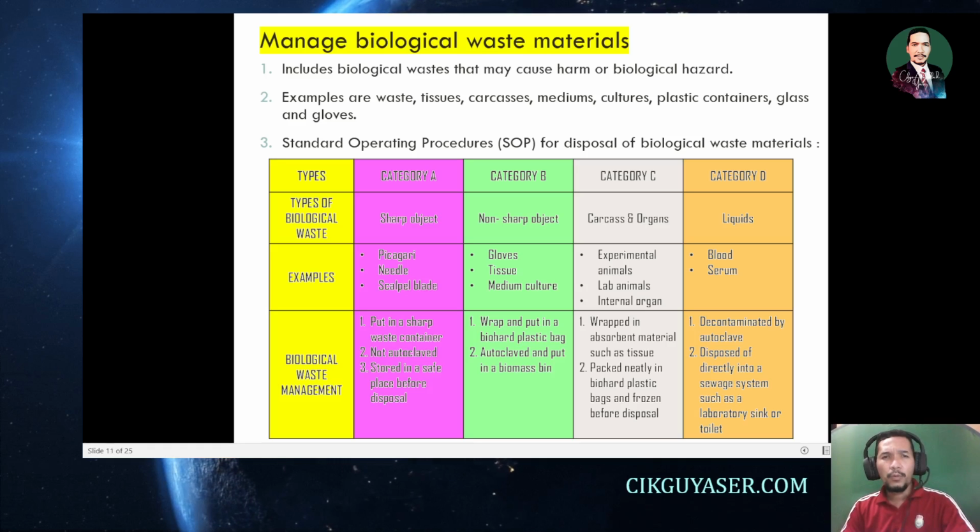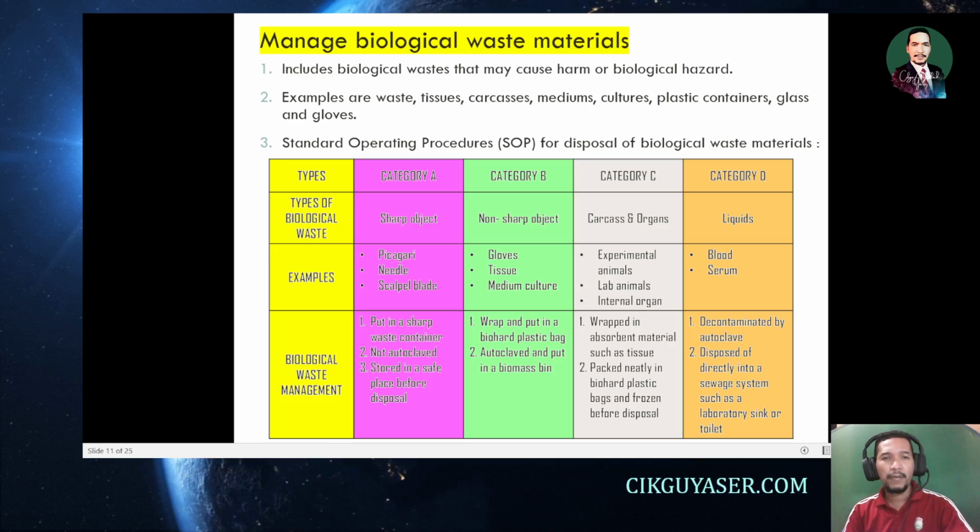Okay, so how do we manage biological waste material? It includes biological waste that may cause harm or biological hazard. For example, we have waste tissues, carcass, culture medium, plastic containers, glass, and gloves. There is a standard operating procedure, SOP, for disposal of biological waste material. There are various categories for type of biological waste.